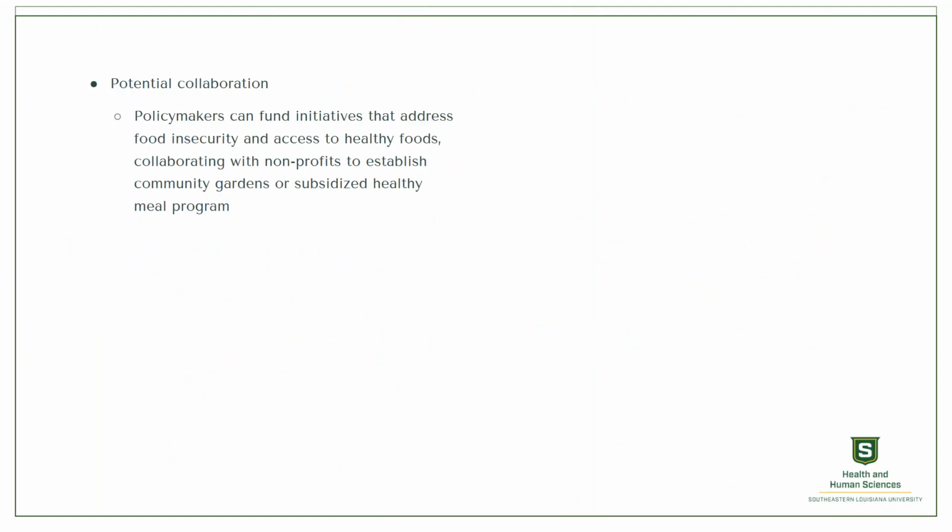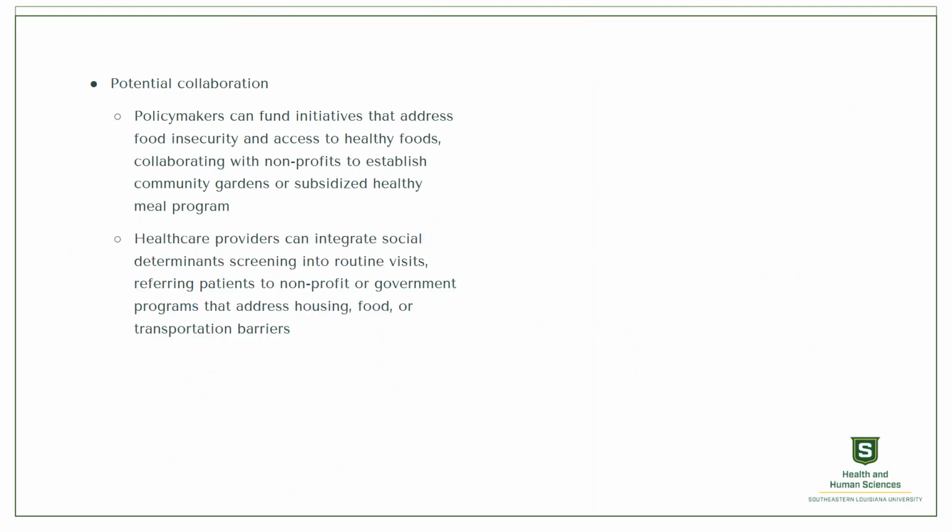In reality, you take what you can get, and sometimes taking what you can get is exploring the different potential collaborations you can have with different stakeholders. So one of your collaborations could be with policymakers, funding initiatives that would address food insecurity and access to healthy food, and they would do that in collaboration with nonprofits who would establish community gardens or subsidize healthy meal programs.